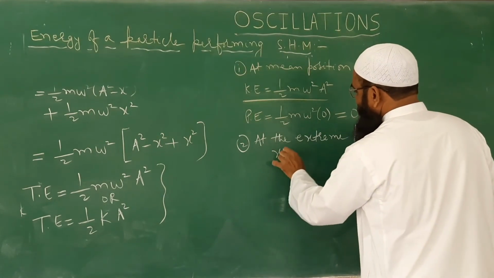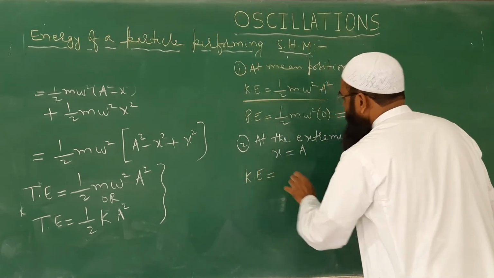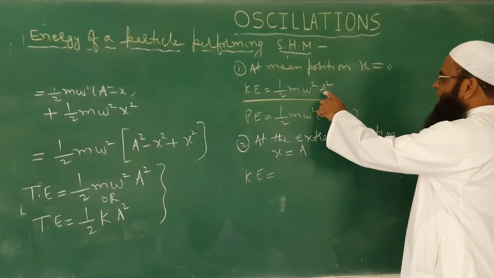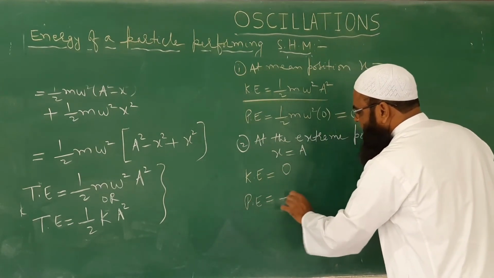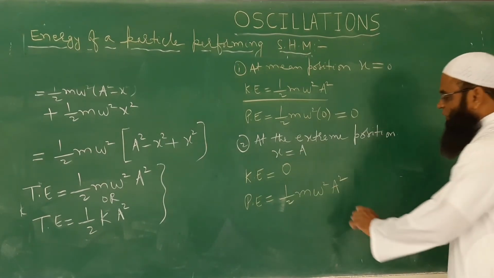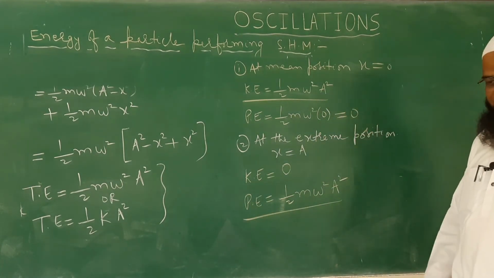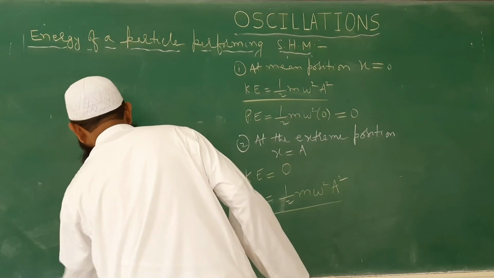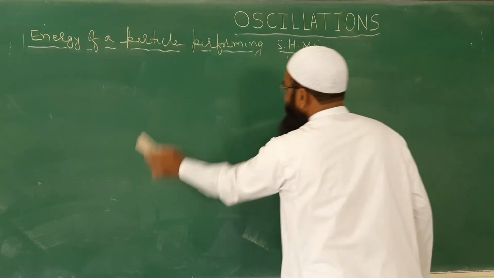Similarly, at the extreme position, x is equal to a. Therefore, using the kinetic energy equation, a square minus a square becomes 0, so kinetic energy becomes 0, and potential energy is equal to half m omega square a square, putting x equal to a. So potential energy is maximum at the extreme position and kinetic energy is maximum at the mean position. In the last, graphically I will show you how kinetic energy and potential energy vary as the particle goes from extreme position to mean position to extreme position.